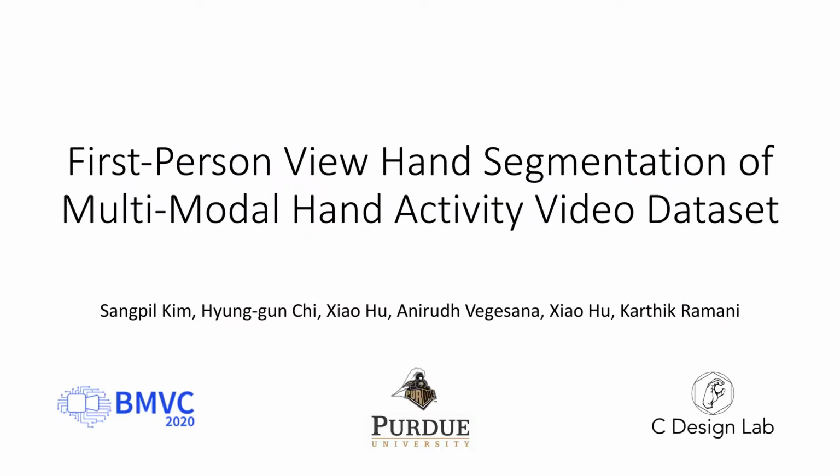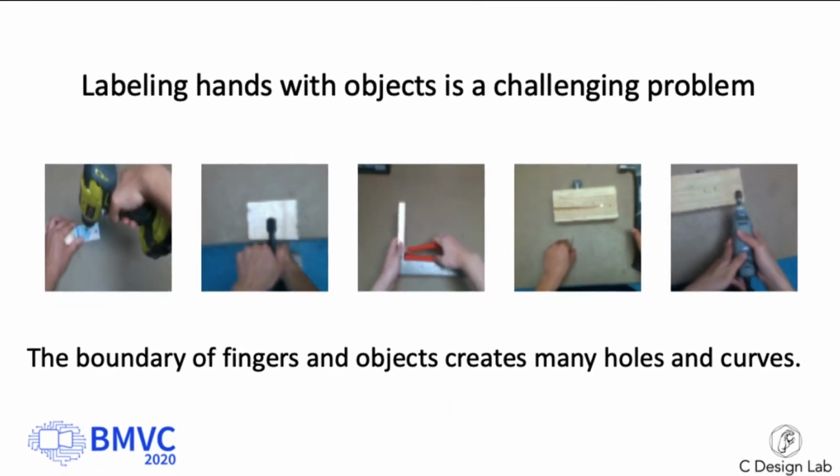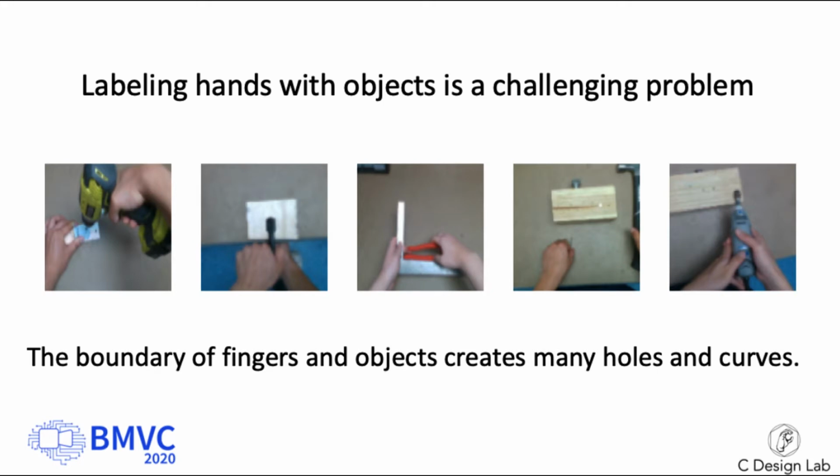We present first-person view hand segmentation of multimodal hand activity video dataset. First-person view videos of hands interacting with tools are widely used in the computer vision industry. However, creating a dataset with pixel-wise segmentation of hands is challenging, especially in hand with object cases.